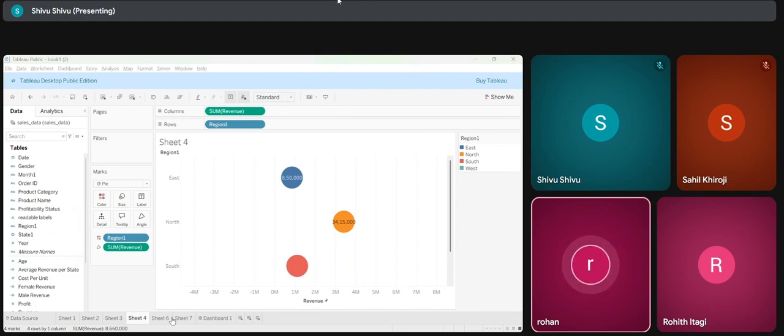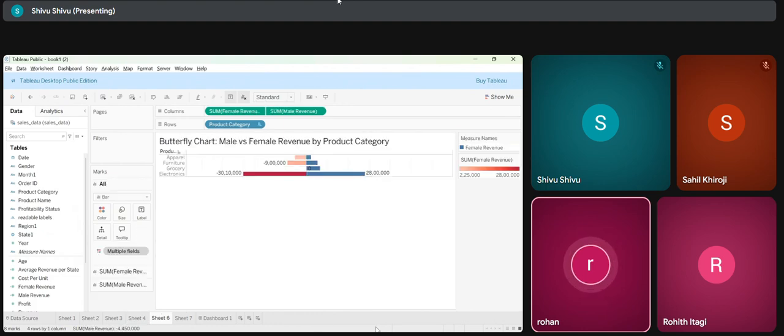Finally, this is the sixth chart. It is a bit cut off, it is a butterfly chart. Its purpose is to compare revenue from male versus female customers across different product categories like apparel, electronics, and grocery. For example, it looks like grocery brought in 28 lakh from one group, while electronics brought in 30 lakh 10,000 from the other. This chart is designed to help us spot differences in purchasing behavior between genders. The next chart is explained by Sahil.